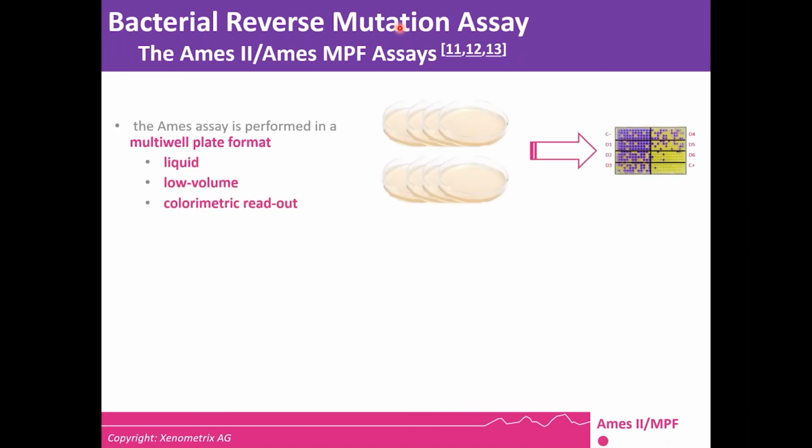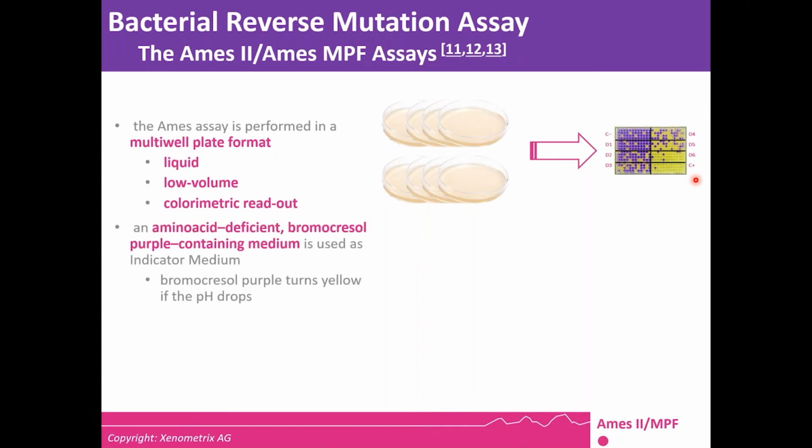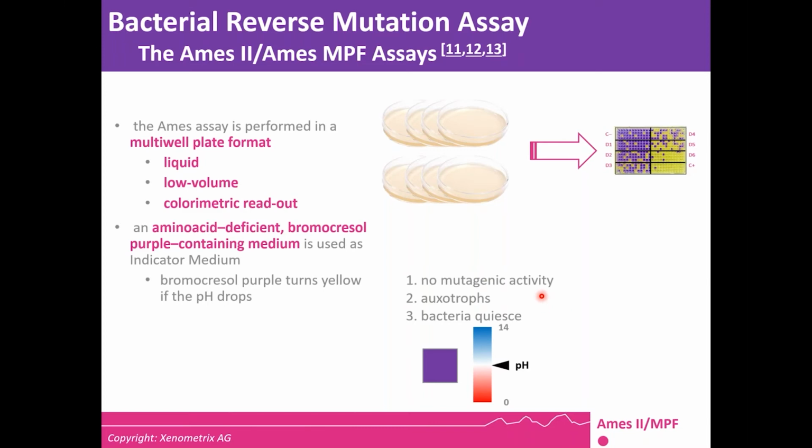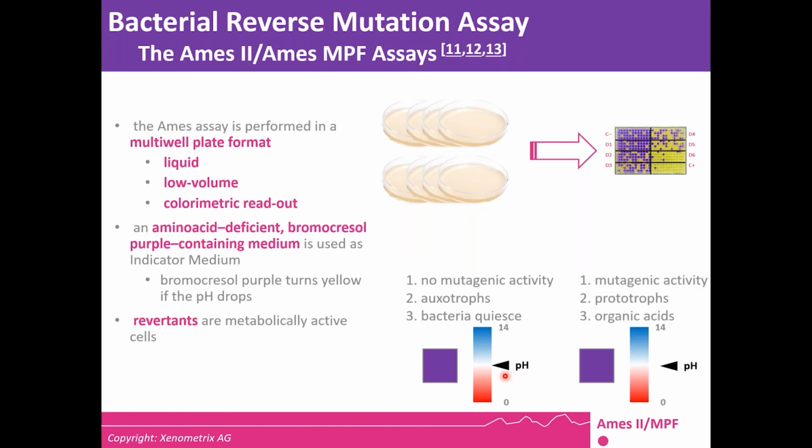The bacterial reverse mutation assay in the Ames MPF format is performed in multi-well plates. So it's liquid, low volume, and has a colorimetric readout. Instead of having, for example, 8 Petri dishes, you have a single 384 well plate. It contains an amino acid deficient medium containing bromocresol purple as an indicator. The bromocresol purple is purple, as the name says, and when no mutagenic activity occurs, the bacteria will remain auxotrophs, they will quiesce or die, and the pH will remain the same. When revertants occur, one should know that they are metabolically active cells, so they will proliferate and synthesize organic acids, leading to an acidification of the medium, making the medium turn yellow. So instead of counting colonies, you can count how many yellow wells you have.